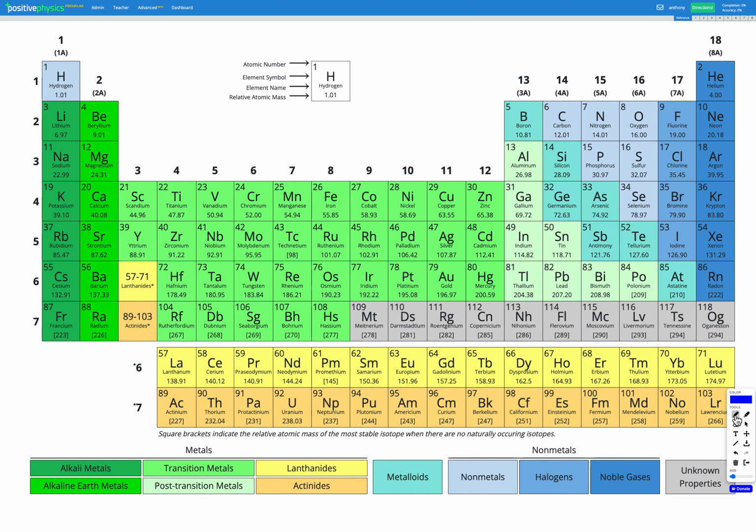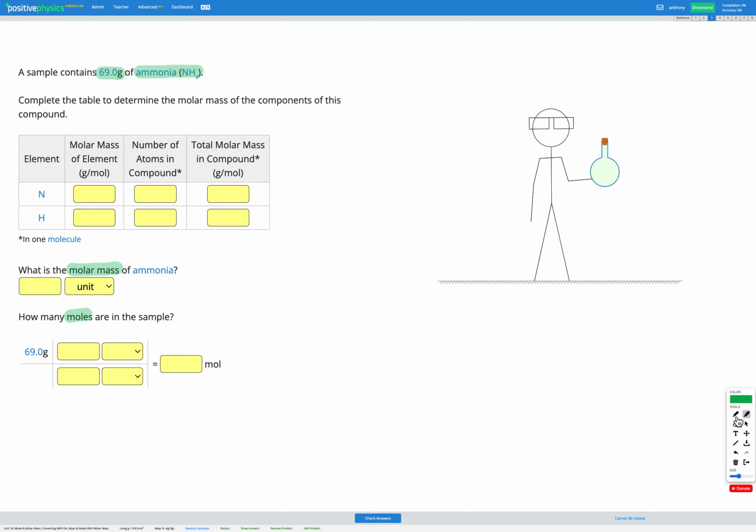So here's nitrogen, and here's hydrogen. And we're looking at the relative atomic mass, which is that bottom number in the square. So hydrogen has a relative atomic mass of 1.01. Nitrogen has a relative atomic mass of 14.01. So we've got 14.01 for nitrogen and 1.01 for hydrogen.